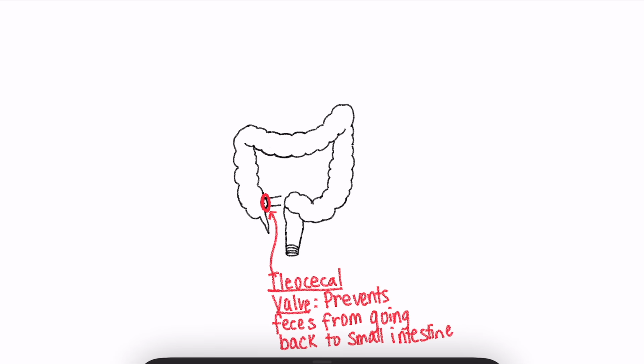The first part of the large intestine is called the cecum, right here. And it is a blind pouch at the start of the colon. I'm going to put this right here.